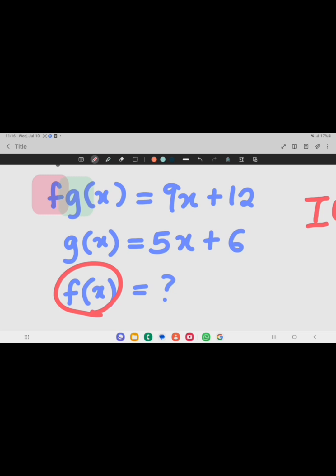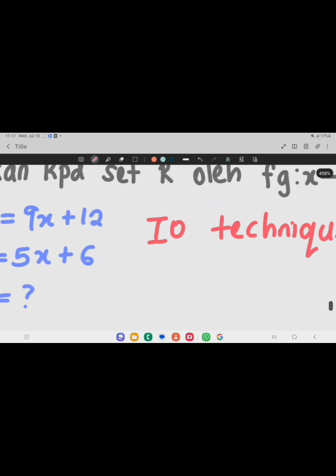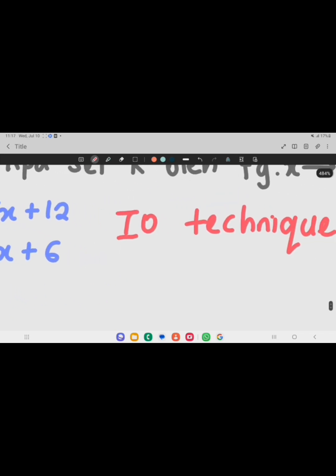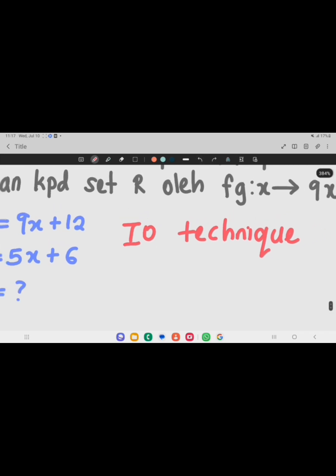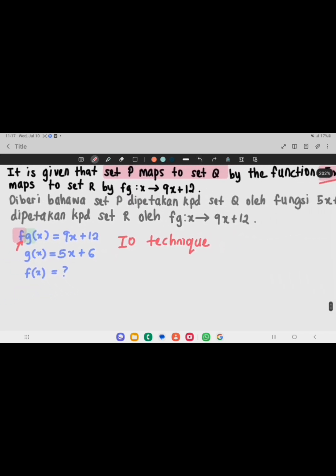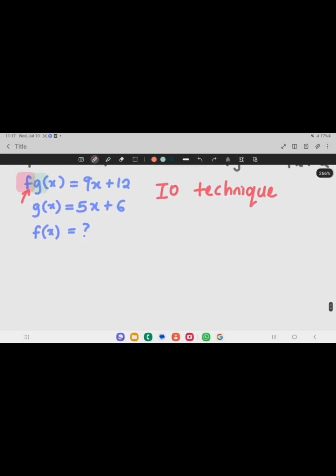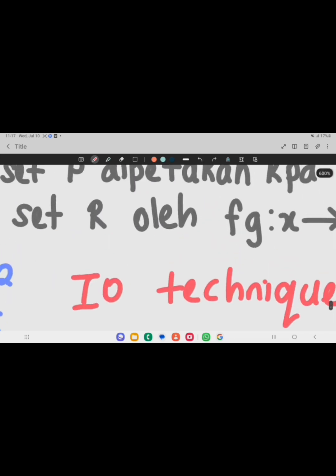So f of x is located outside or inside? f of x is located outside. So which one is actually harder, the inside technique or the outside technique? The question that involves the outside technique is actually quite hard to do compared to the question that involves the inside technique. As you can see here, the f of x that we are supposed to find is located outside, so it's a bit harder compared to the inside.